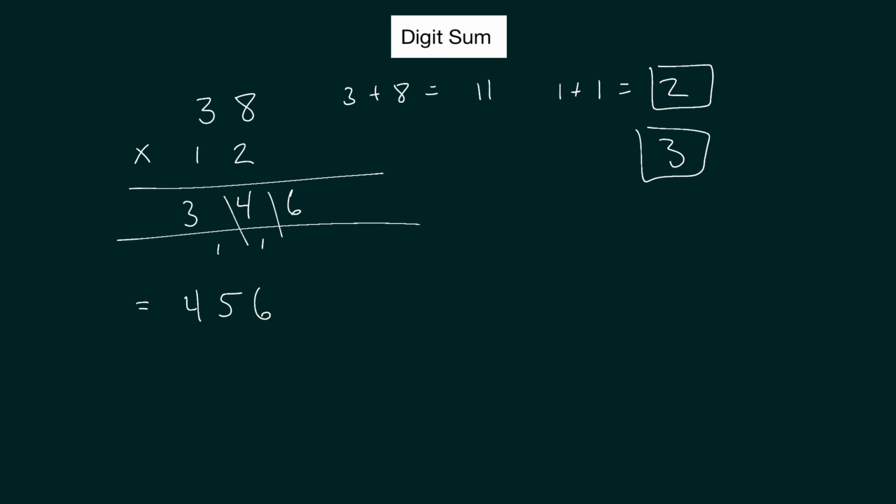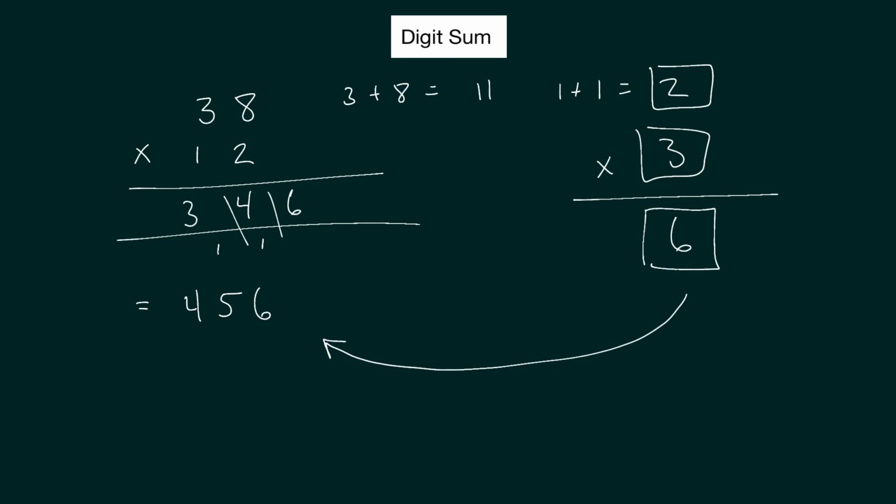Now remember, we're doing multiplication here, so let's multiply these two digit sums together. 2 times 3 gives us 6. So the digit sum of the answer should also be 6. And we can see that's true, because if we cancel out a 9, we're left with a 6 here. So I'm pretty confident that the answer 456 is correct. This is the idea of digit sum, digital root, and the digit sum check.